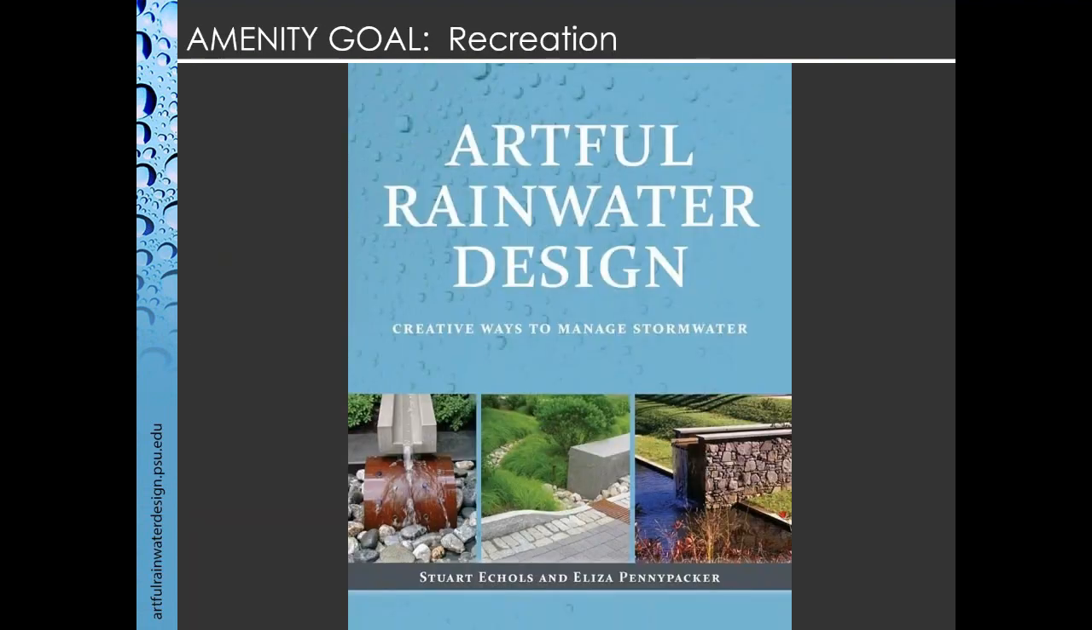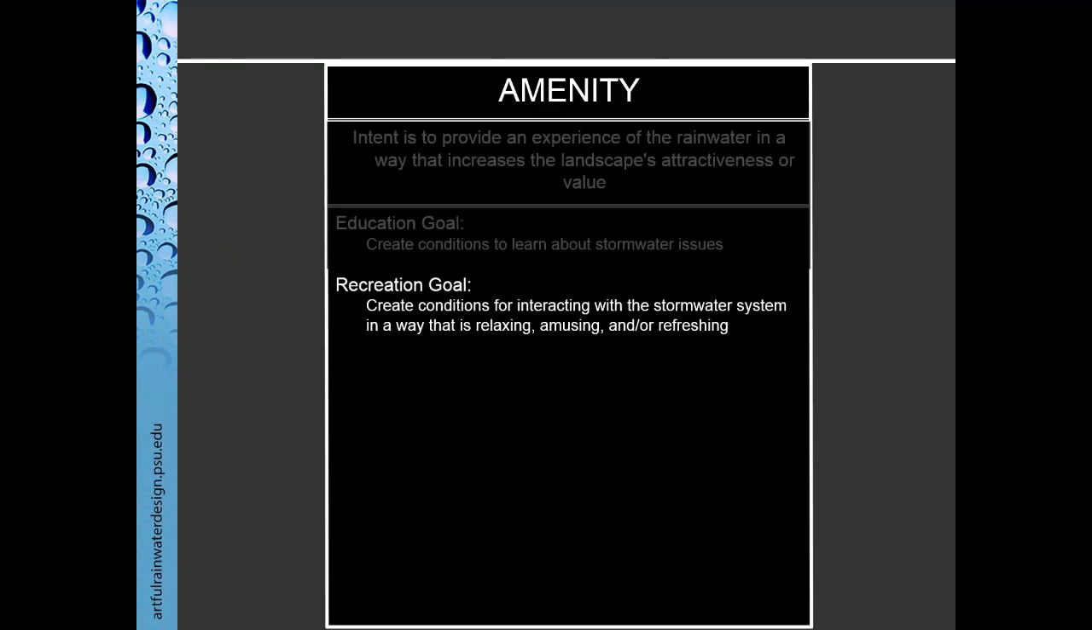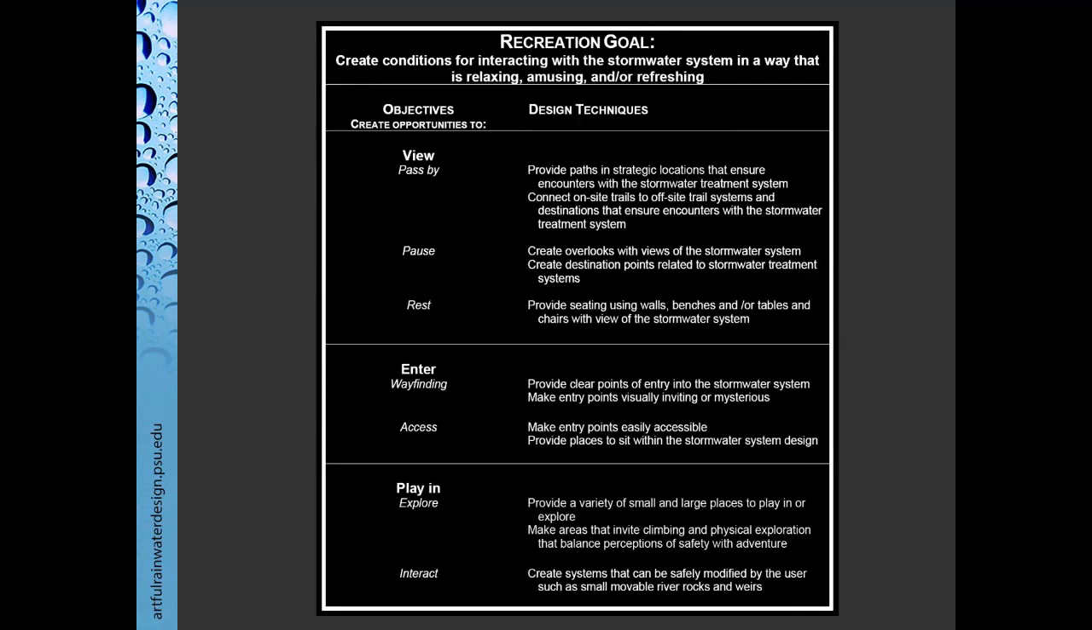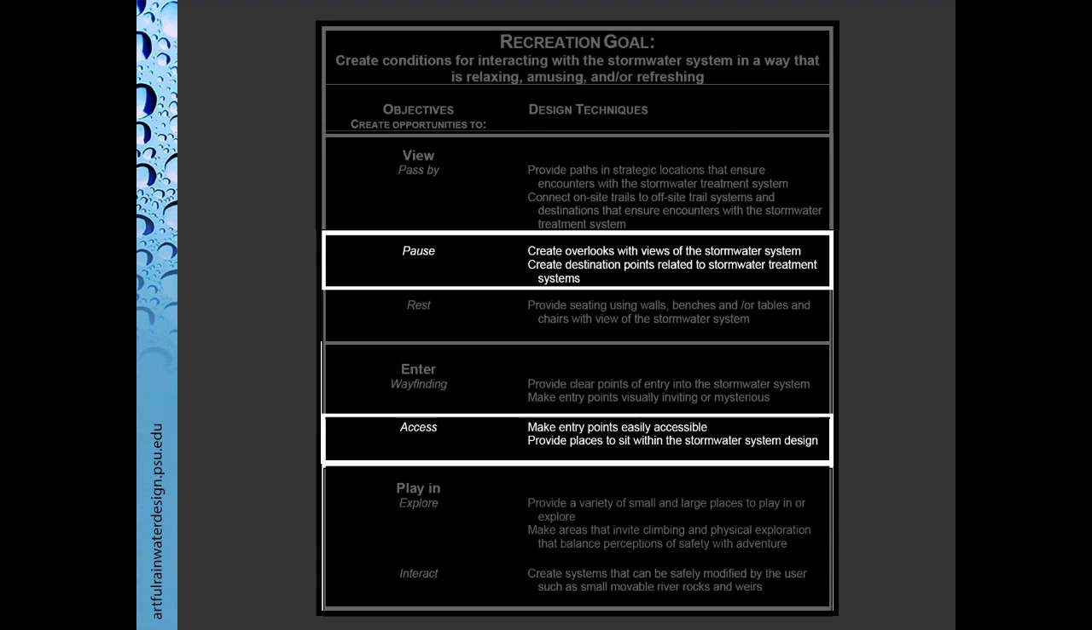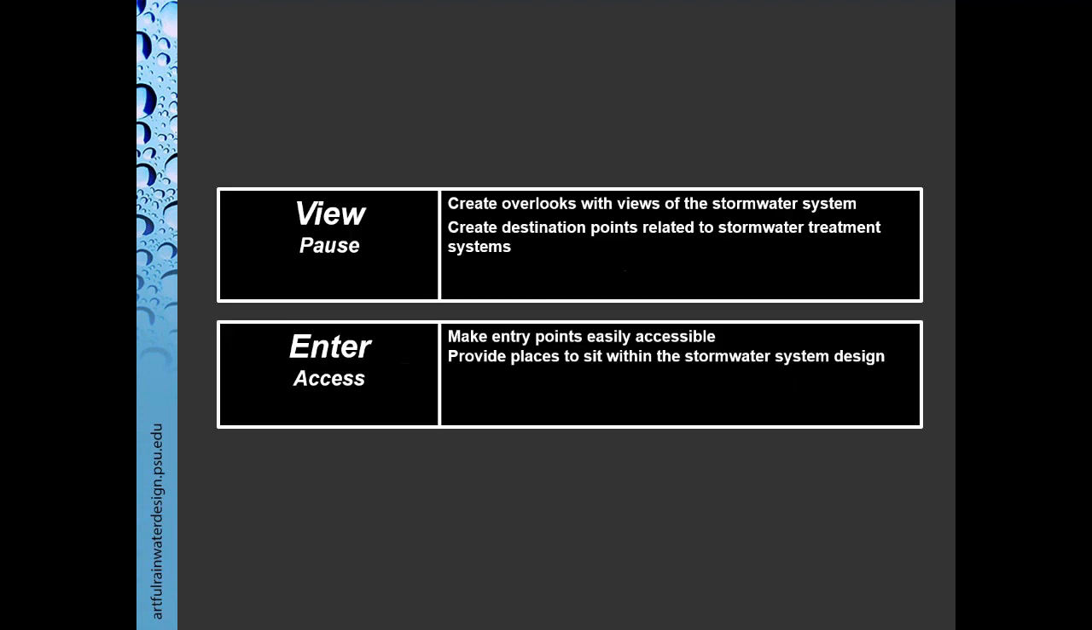Next one is recreation. Recreation seems like an odd thing when you think about stormwater management, but we're talking about creating conditions for people to interact with the stormwater system in ways that are relaxing, amusing, and/or even refreshing, if you will. We found that there were basically three categories: ways that people could be set up to view the system, ways they could enter the system, and believe it or not, ways they could actually play in the system. Of these, I'm only going to speak about two today, pause and access.